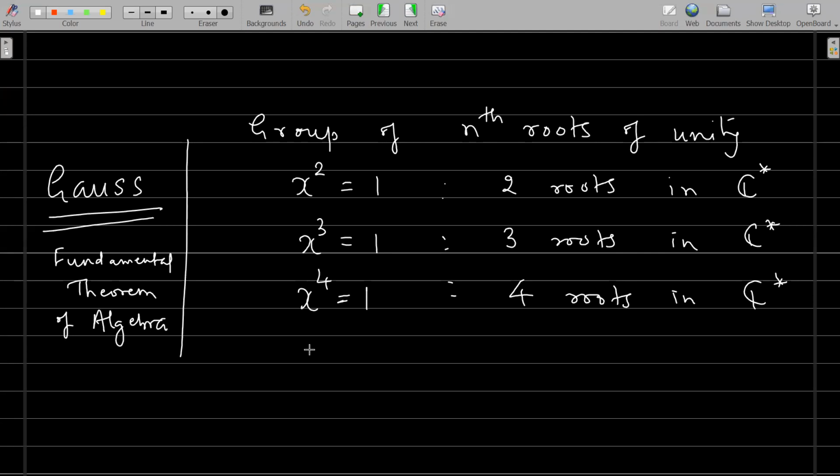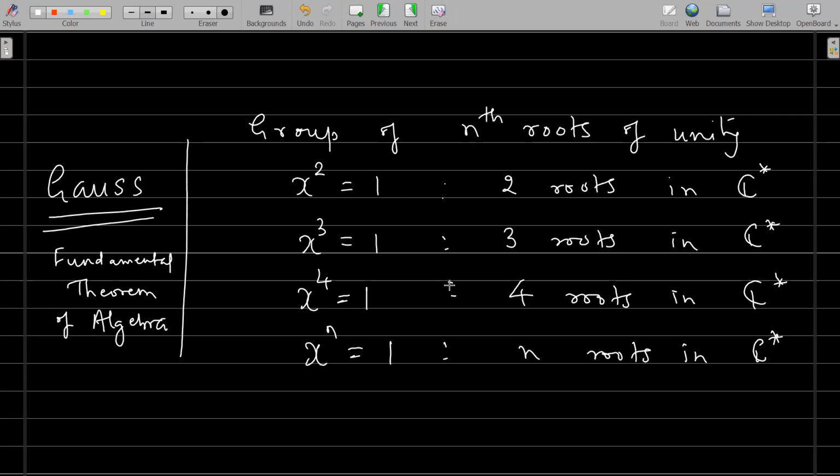Fine. So in general, x raised to n is equal to 1. We'll have n roots in C. There will be n solutions, and those n solutions form a group, itself a group. The original group is C star. This is again a subset, which is itself a group, so it's going to be a subgroup. So they will form, in fact, a subgroup of C. That is the idea.